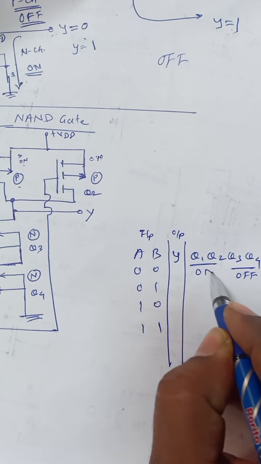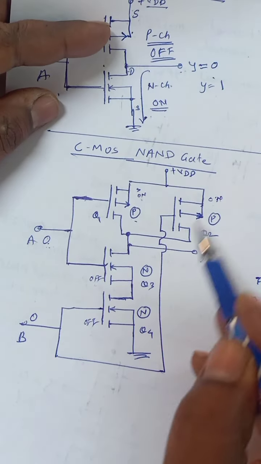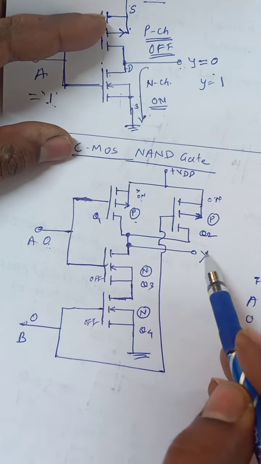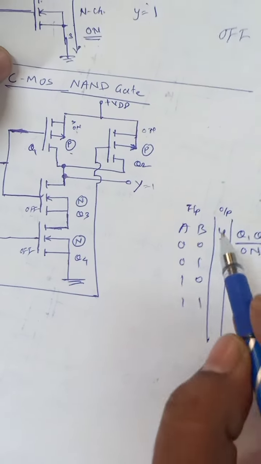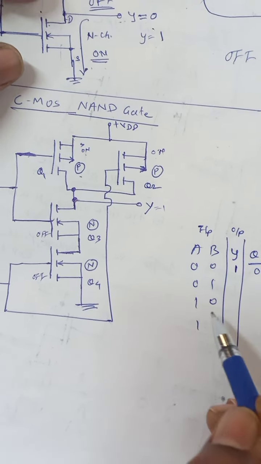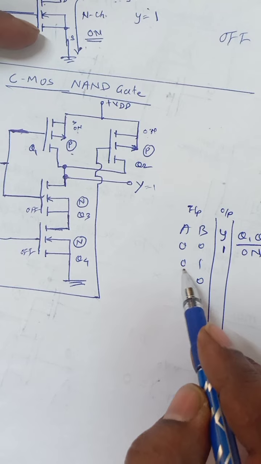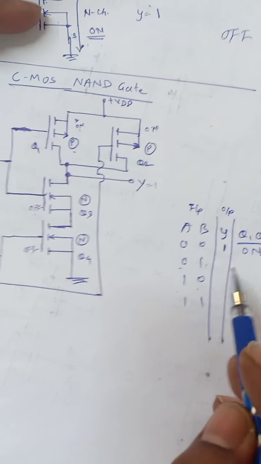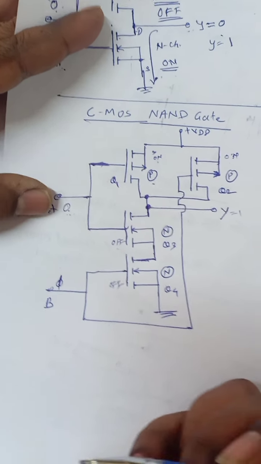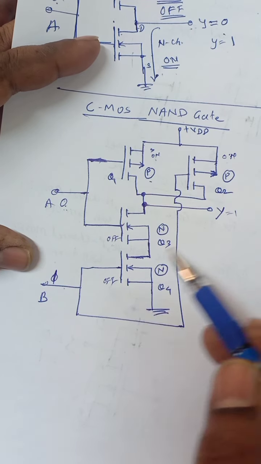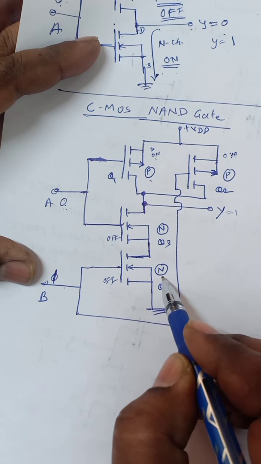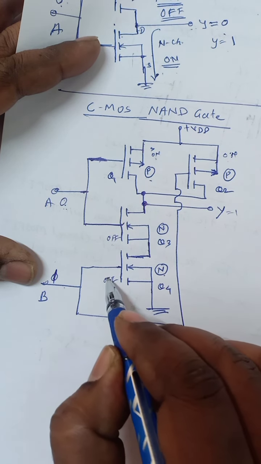Now Q3 and Q4 are in the off state and these two are in the on state. So current flows through this and it offers high resistance. We develop the voltage here, so Y equal to 1. So here we get Y equal to 1 for 0 0. Similarly for the other conditions, 0 1 and 1 0. So for 0 and 1, because of this high potential, this N channel will turn on now.